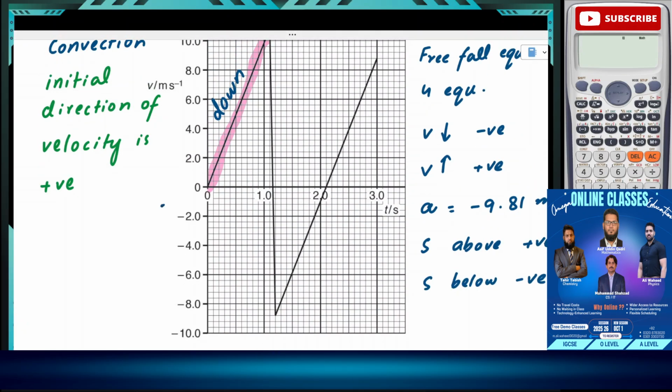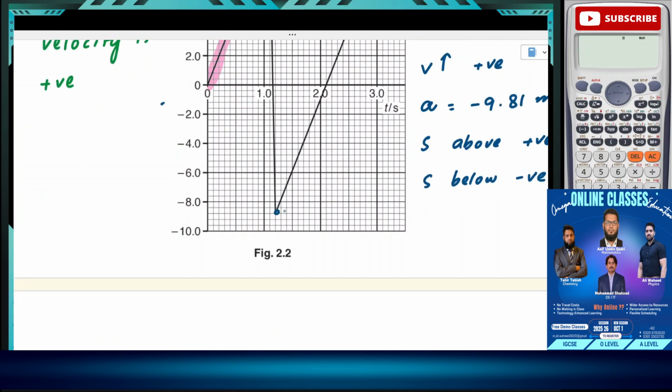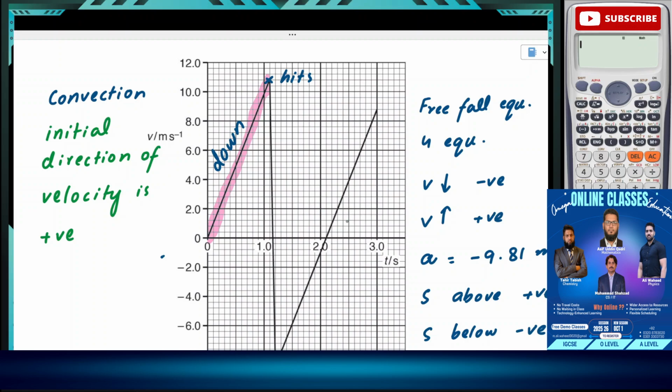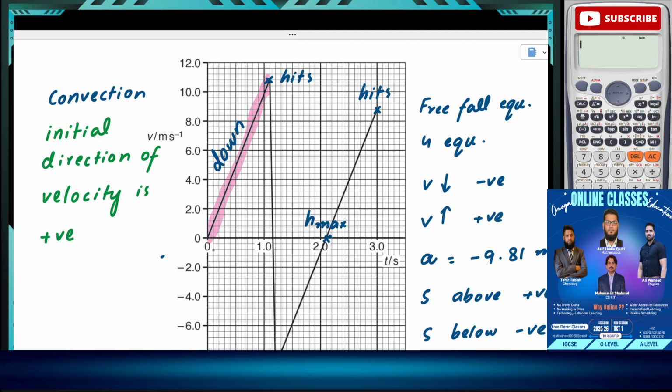and then you have this instant where the ball hits the ground. Then you have this instant where the ball bounces off the ground. Then you have this instance when the ball reaches maximum height. Then you have this instance when the ball hits the ground once again after the first rebound. So these are the key points.